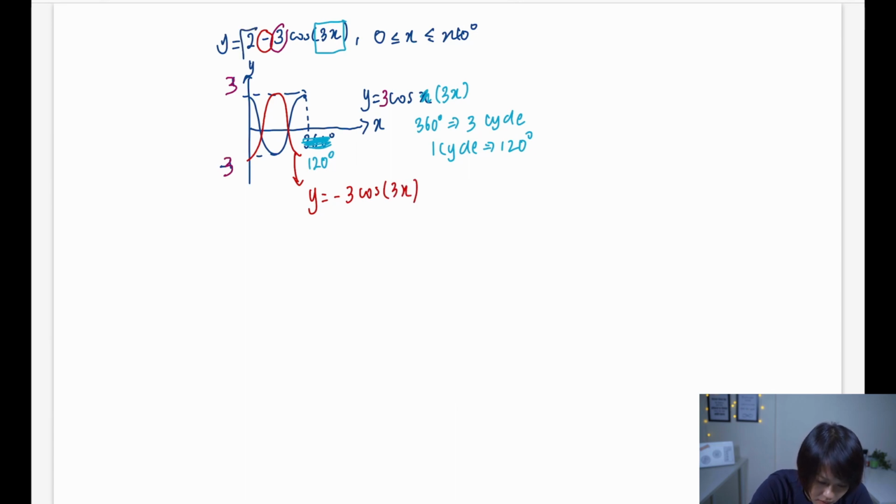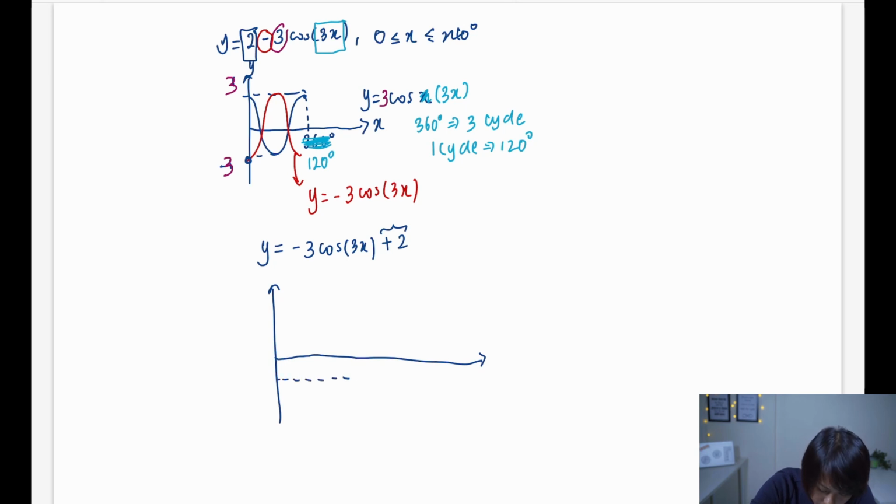And lastly, when you have a 2 outside, it's just a vertical shift up. So if you want, you can rewrite this as y equal to negative 3 cosine 3x plus 2. From here, you can see that plus 2 is a shift upwards by 2 units. Same thing, when you shift, we're going to redraw our graph. Originally, you can see we started off at negative 3. Now we will start off at negative 1.